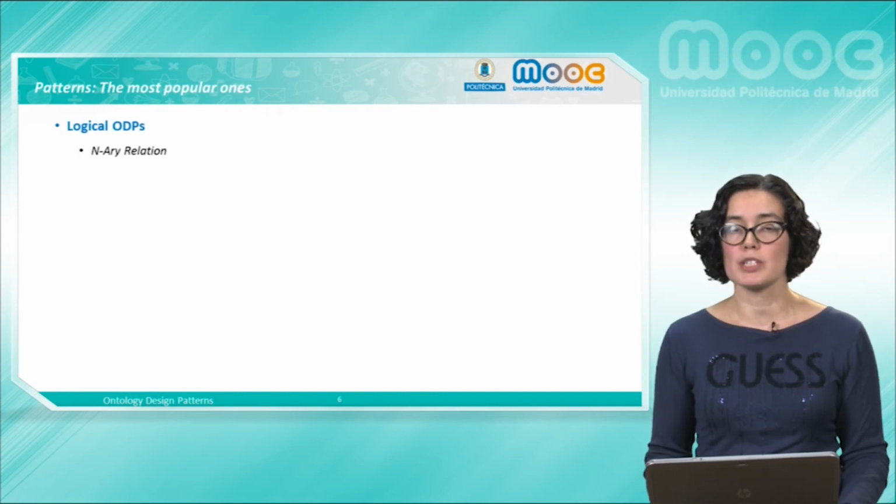With respect to logical patterns, the most common one is the n-ary pattern. This pattern helps to represent situations involving relationships with arity greater than 2. For example, a person who buys a book in a store for a price.